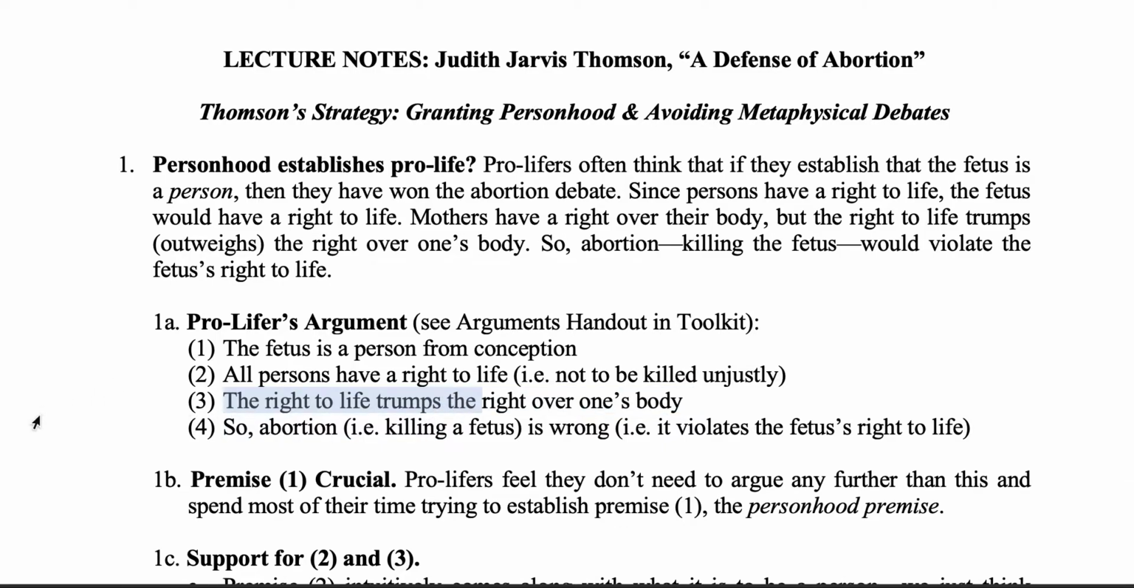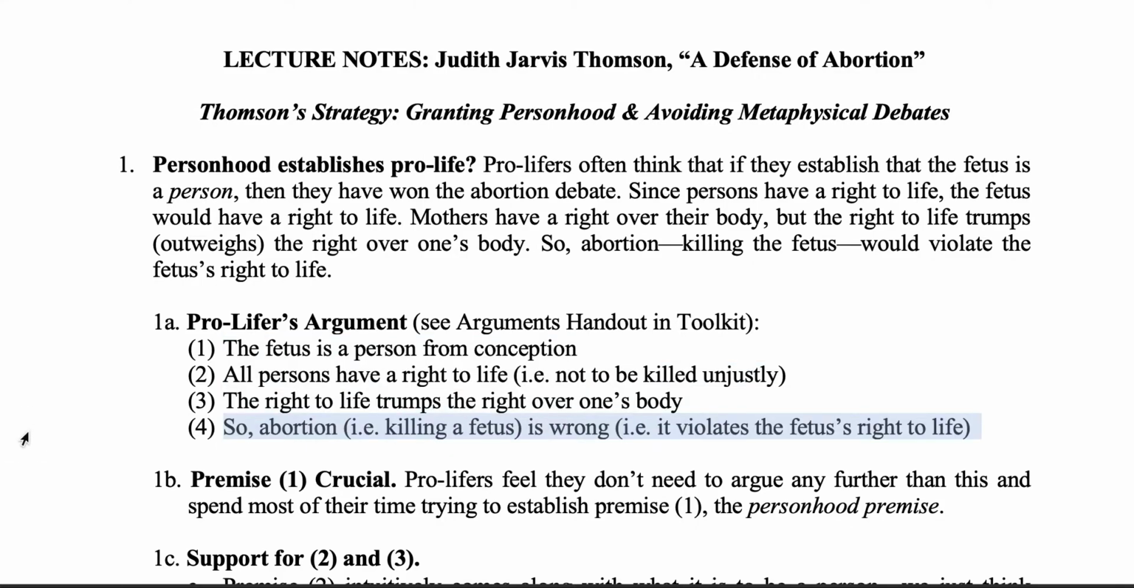That's the idea anyways. And so if the fetus is a person, if all persons have a right to life, and the right to life trumps the right to the body, it follows that, therefore, abortion, killing a fetus, is wrong because it violates the fetus's right to life unjustly. Right, because typically the justifications seem to be, well, you're allowed to kill the fetus because it's the mother's body, it's her right, it's her choice, right? But if you think all of these things, then it seems to follow that abortion would be wrong.